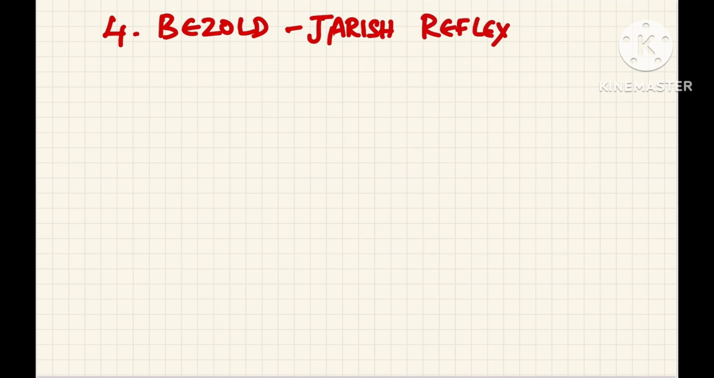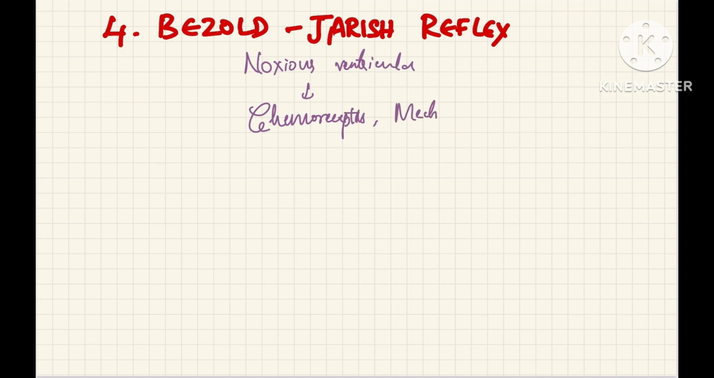In this reflex, the stimulus is a noxious ventricular stimulus, which leads to activation of the chemoreceptors and the mechanoreceptors in the left ventricular wall. This gives off signals to the unmyelinated vagal afferent type C fibers.